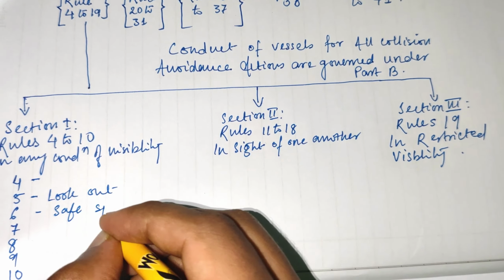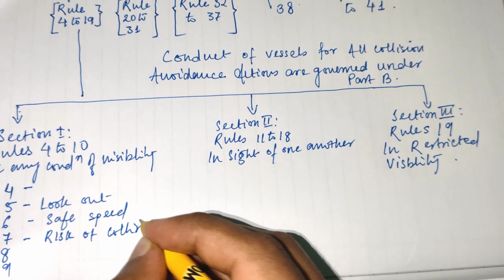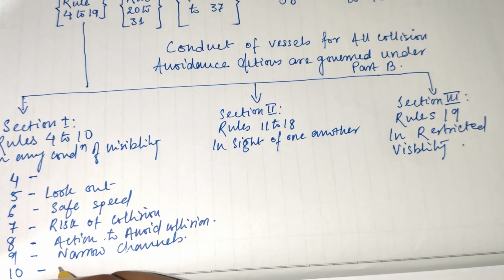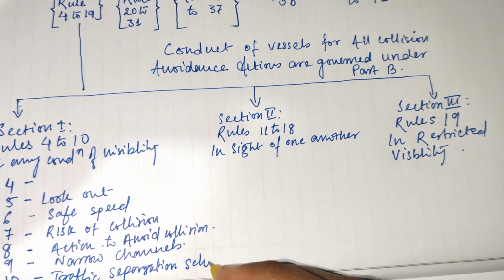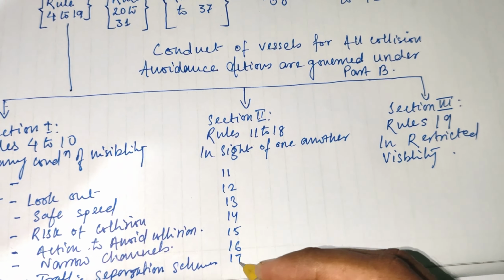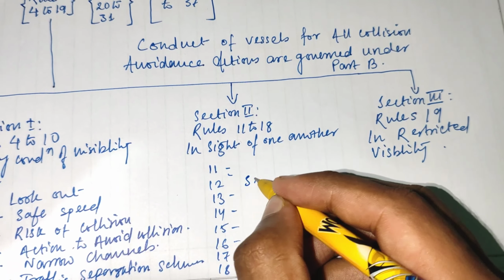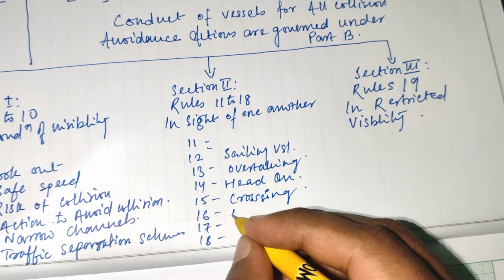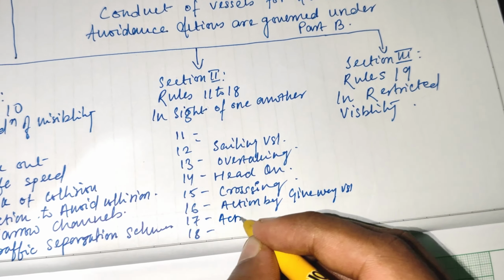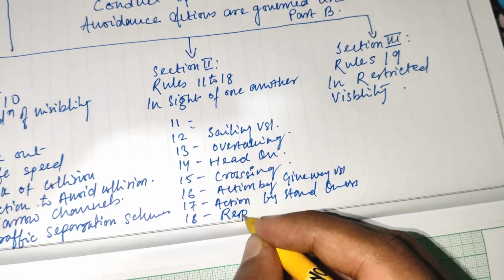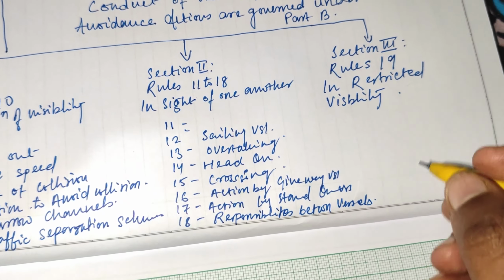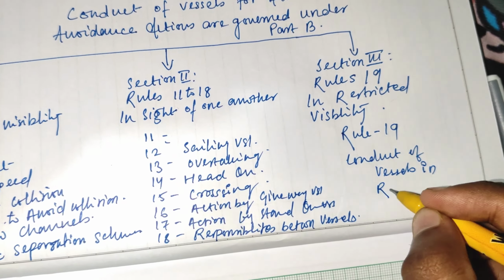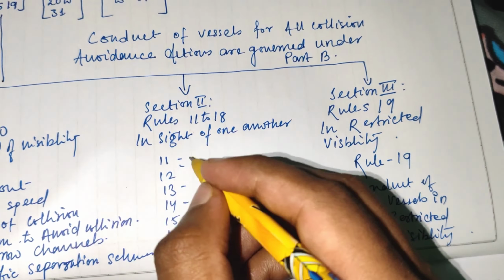So the important rules of section 1 are rule 5 lookout, rule 6 safe speed, rule 7 risk of collision, rule 8 action to avoid collision, rule 9 narrow channels, rule 10 traffic separation schemes. Then we have the important rules of section 2. Rule 11 is sailing vessel, 13 is overtaking vessel, head-on situation, crossing situation, 16 is action by give-way vessel, 17 is action by stand-on vessel, 18 is responsibility between vessels. Then we have finally rule 19, conduct of vessels in restricted visibility.